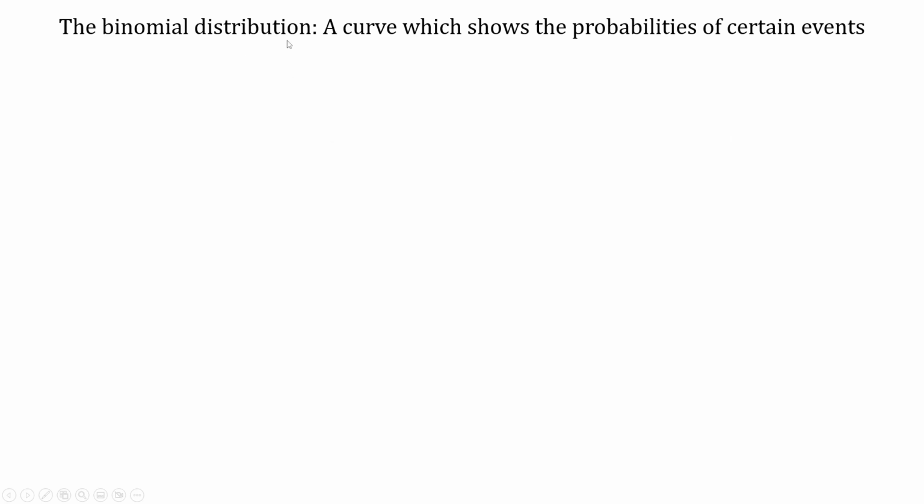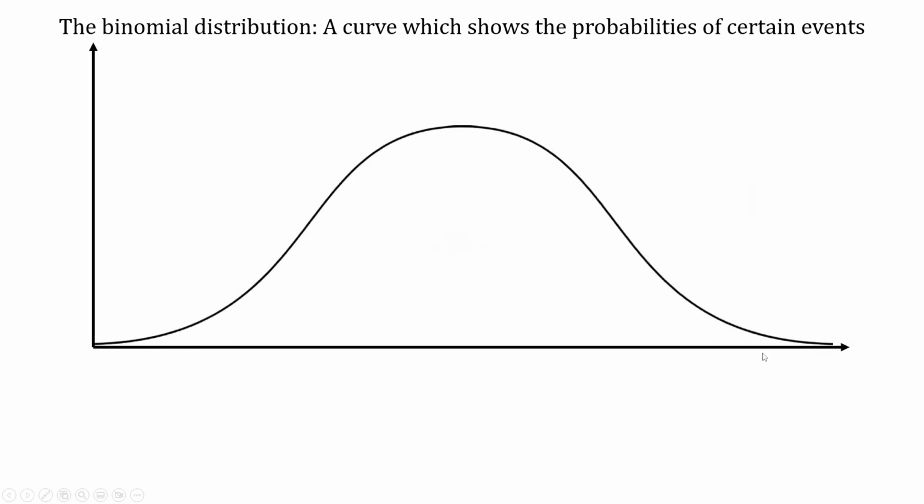So a binomial distribution is just a curve which shows the probabilities of certain events. It looks something like this. It's a binomial distribution and it will touch the x-axis eventually. On the y-axis, which you don't often see drawn, you have the probability of the event, and on the x-axis you have the number of successes.